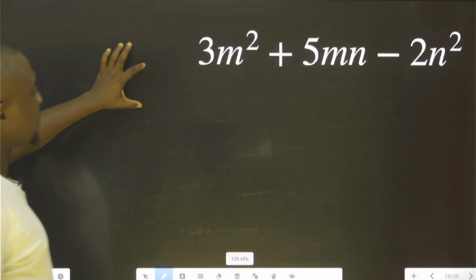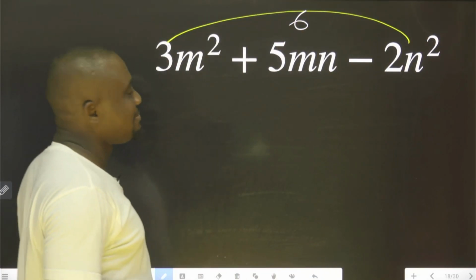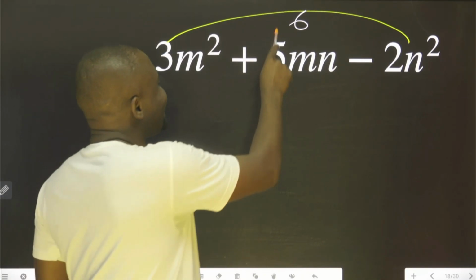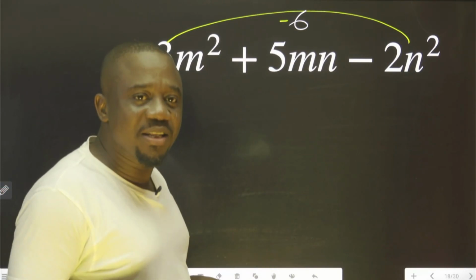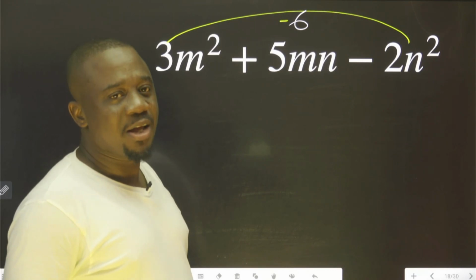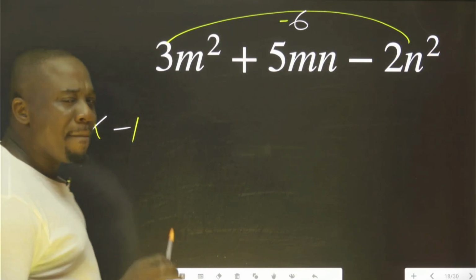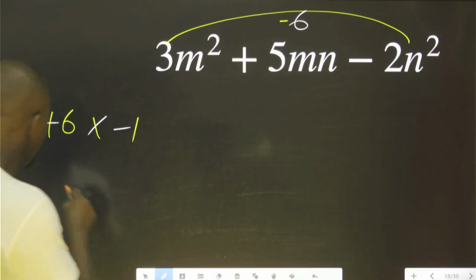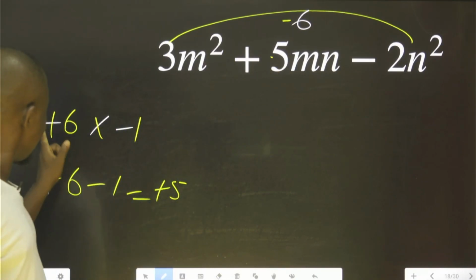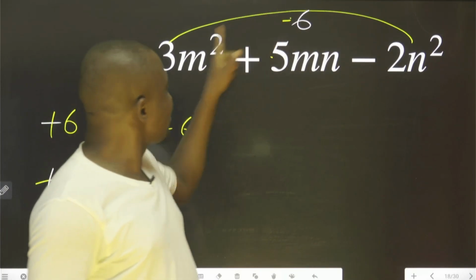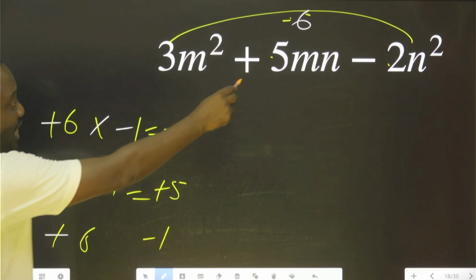Let's push forward. Again, this one, multiply this. That is minus 6. What can we do to have minus 6, and if we bring those numbers together, we have 5? That is plus 6 multiplied by minus 1. Plus 6 multiplied by minus 1 will give us minus 6. Plus 6 minus 1 will give us plus 5. So you can see plus 5. This multiplied by this, minus 6. Therefore, we are going to use plus 6 and minus 1 to replace this.